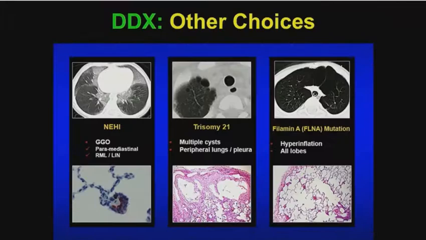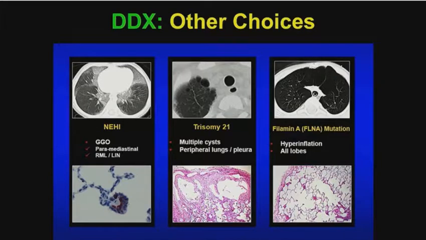What about the other choices? Why were they not the right answer? They all have very characteristic imaging appearances. Because of that, we as radiologists should be able to make the correct diagnosis based on imaging. For example, neuroendocrine cell hyperplasia of infancy: you look for ground glass opacification on high-resolution CT located in the paramediastinal region, and also the right middle lobe and lingula.